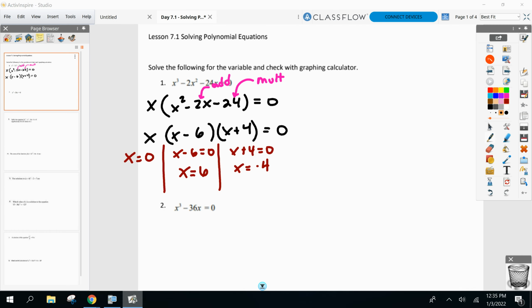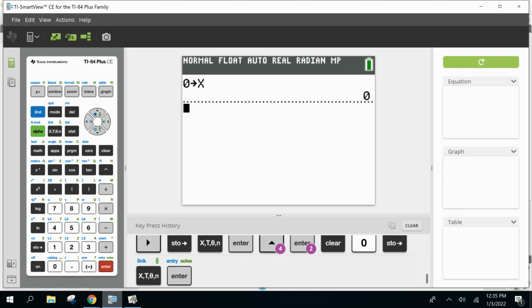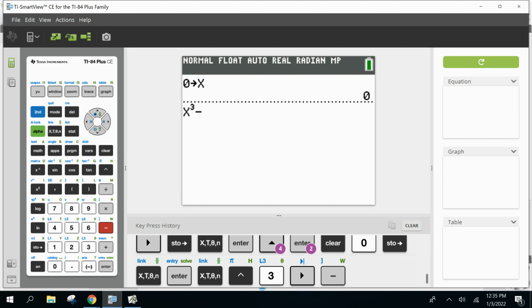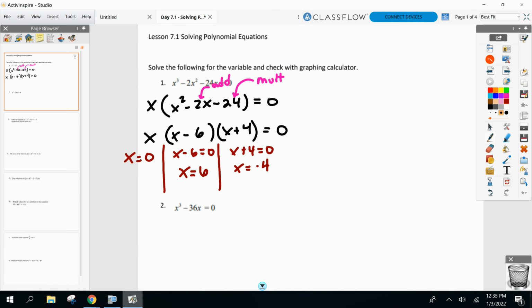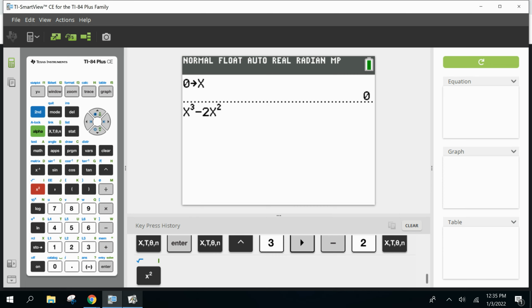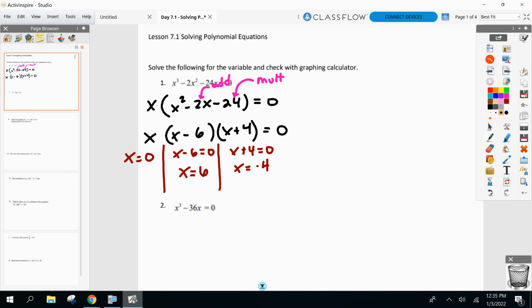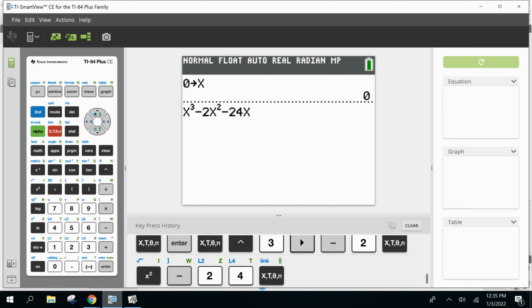X cubed minus 2x squared minus 24x. And notice what it's equal to. It should be equal to 0 if this is a solution. And it's equal to 0. Perfect.